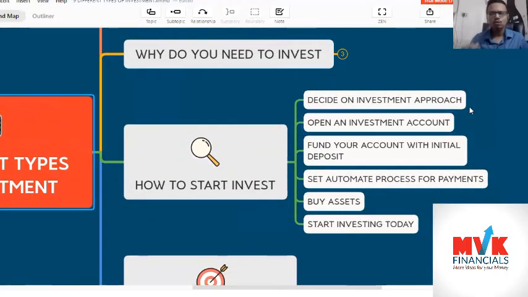Okay, so how do you start investment? Now, we have to decide on the investment approach, the very first thing. Investment approach is very important. Second is to open an investment account. Now, why do I say investment approach? That's a very important thing: you need to realize what kind of approach you want.